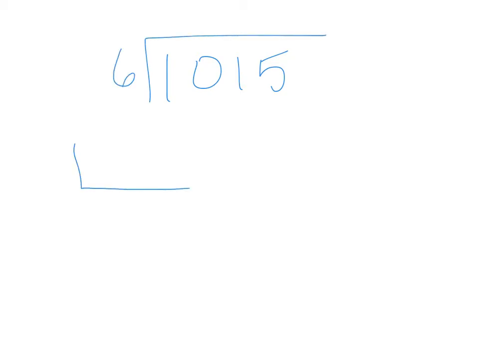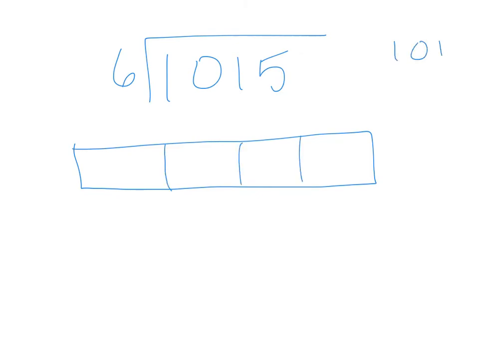The next problem we're going to look at has a larger dividend. It is 1,015 divided by 6. Again, we're going to make our rectangle, and we're going to divide it up into some sections. I'm going to go ahead and get my subtraction problem ready over here, and I'm going to write down my divisor of 6.